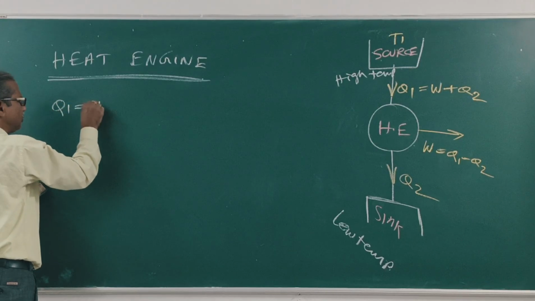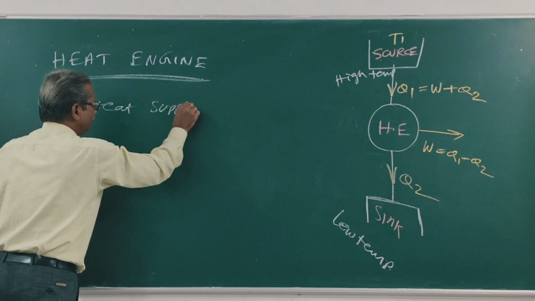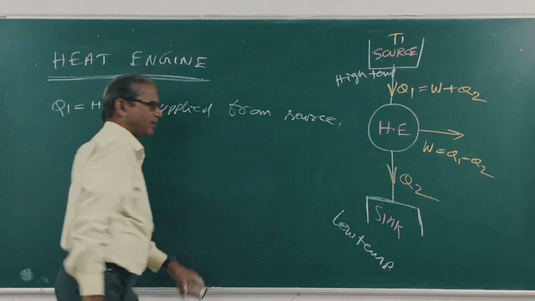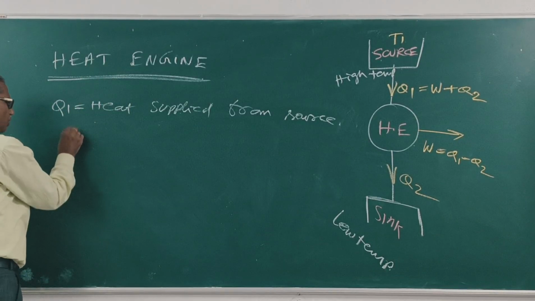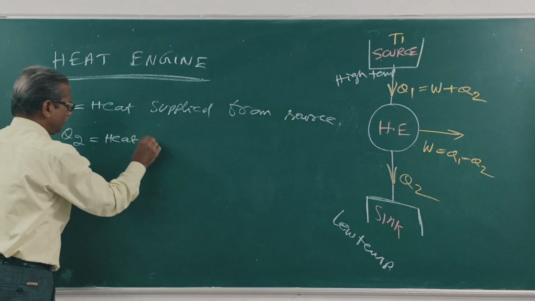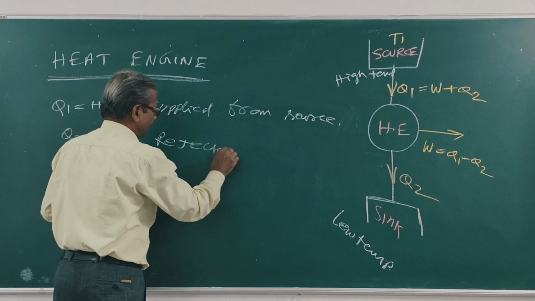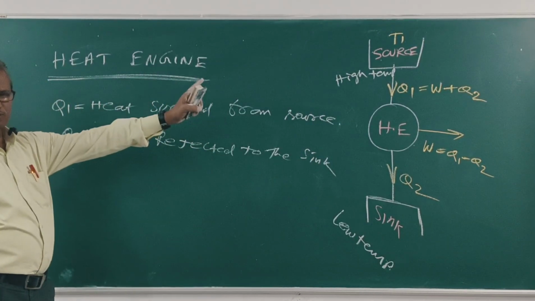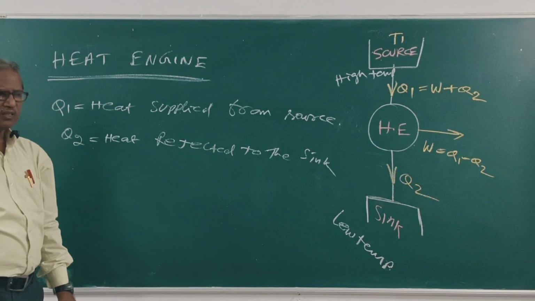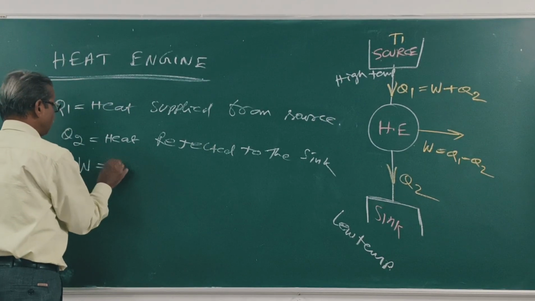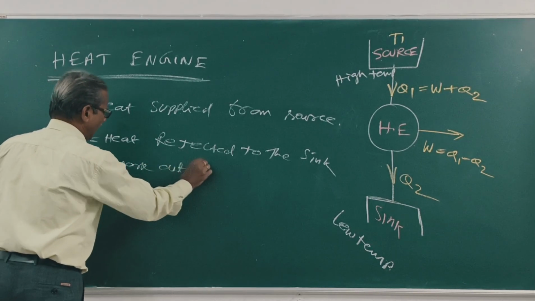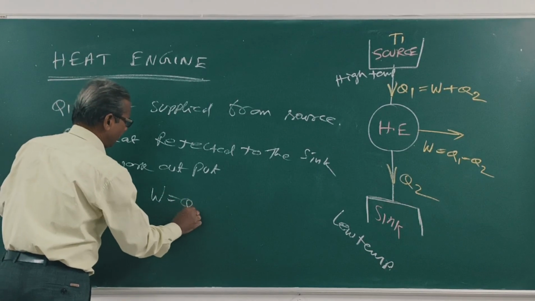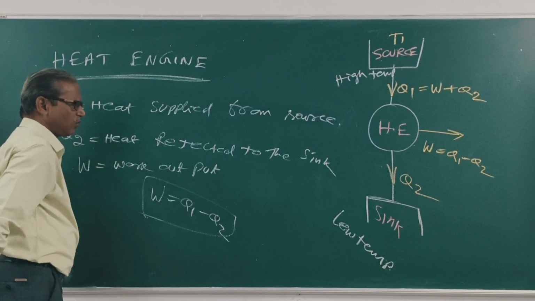Let Q1 is equal to heat supplied from source Q1. Q2 is equal to heat rejected to the sink. What is Q1? Heat supply from source. What is Q2? Heat rejected to the sink. W is equal to work output. What W is equal to? Q1 minus Q2.